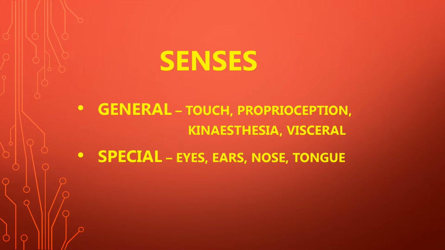In special sense, there are specific organs associated with it exclusively for a certain purpose, like the eyes and the ears, the nose and the tongue. The major or exclusive function of the eyes is to provide sight. The ears are for audibility, the nose is for smell and the tongue is for taste. So, specific organs are assigned for the special senses.